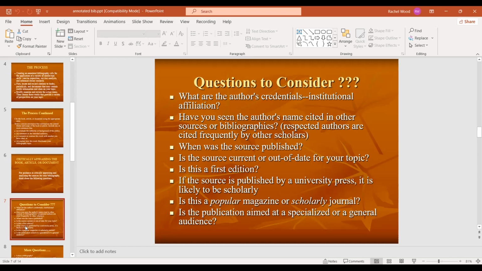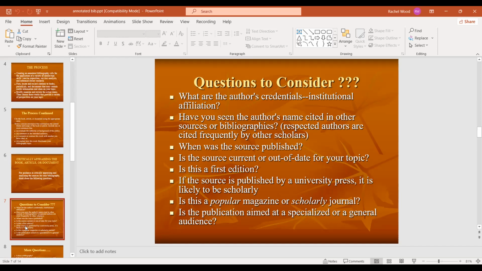When was the source published? This is very important because when you're doing a research project, you want to make sure that your sources are typically within the last 10 years. If you go any further back than that, you're taking a risk at getting some dated information. So you really want to make sure that your sources are current.